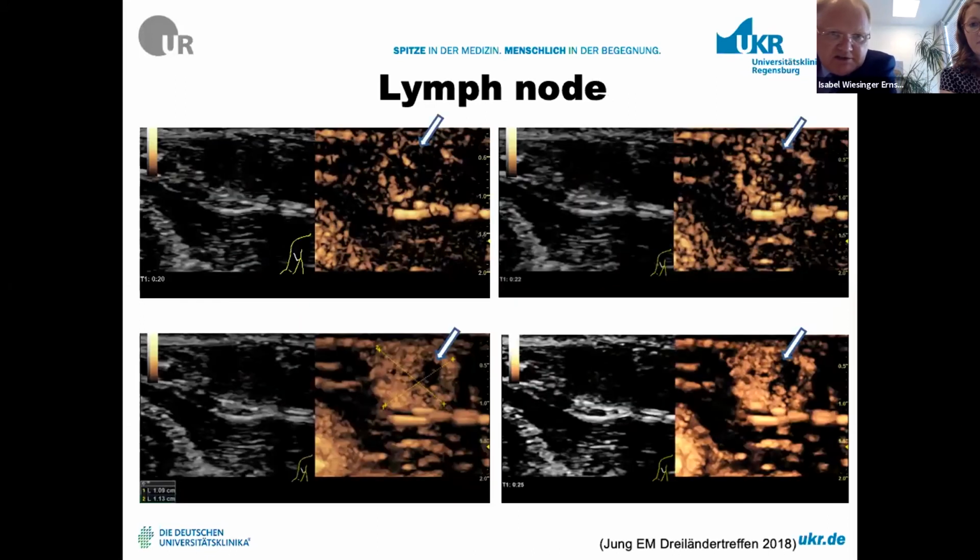If you need a decision between benign and malignant lymph node, in the case of lymph node metastasis, you have early enhancement from the margin to the center. And in the late phase, you have a very high enhancement of the lymph node metastasis. In benign lymph nodes, you have a beginning contrast at the center of the lymph node.